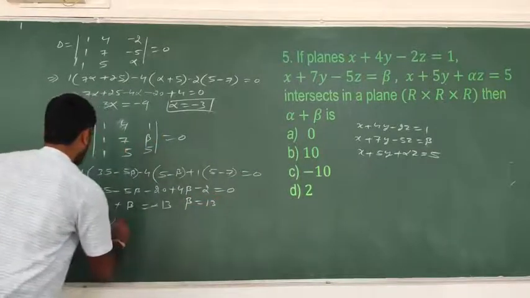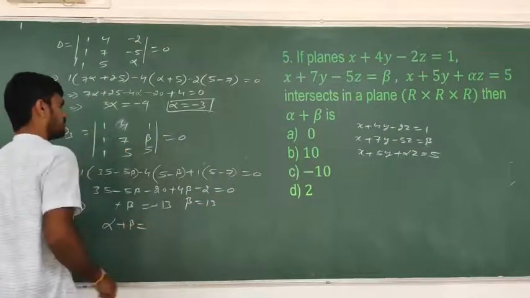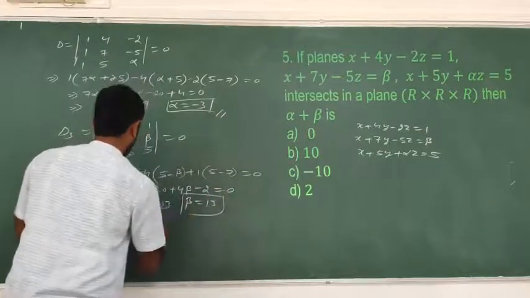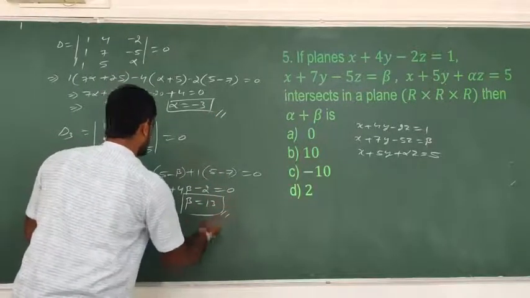Now alpha plus beta, consider alpha plus beta. Alpha is minus 3, alpha is minus 3, plus beta is plus 13.